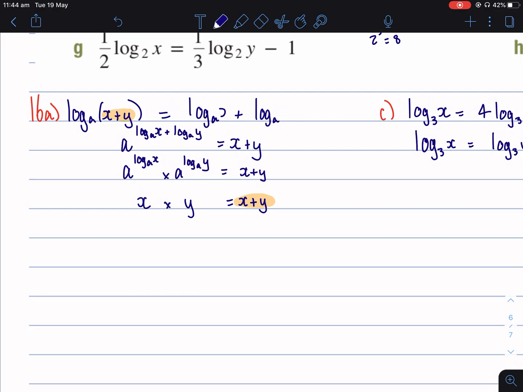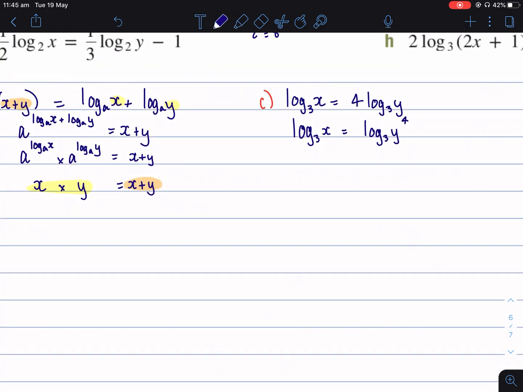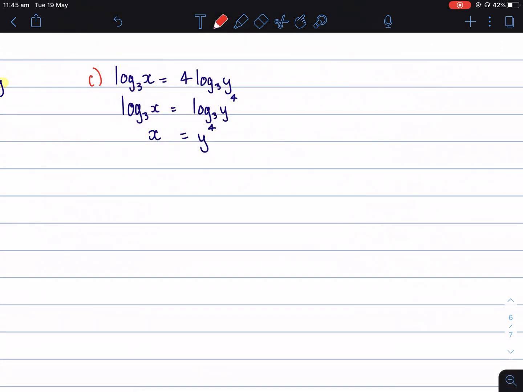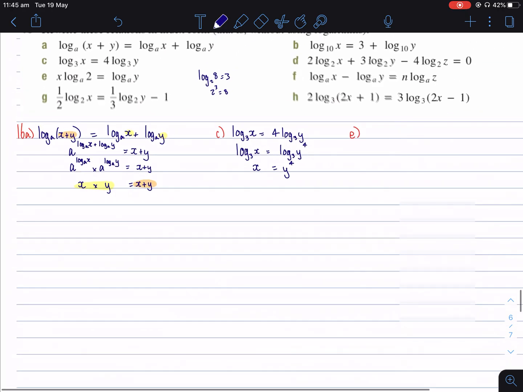You can get rid of the logs. If they're both logs, then we can just say x equals y to the 4. We don't have to do the whole long way. Like if you've got logs on both sides, yeah, you can just say x equals y to the 4.